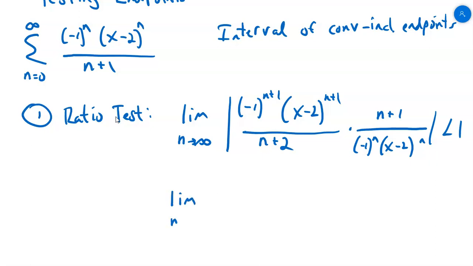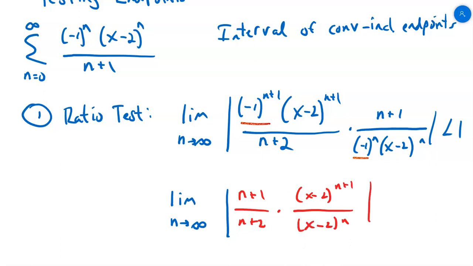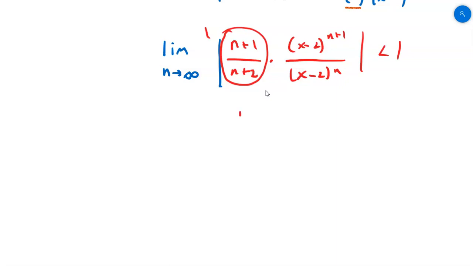All right, so what does this look like when I move things around? You realize that -1 doesn't really matter in the end. (-1)^(n+1) over here and (-1)^n over there just becomes a -1, and the absolute value of -1 is just 1, so I'm good with that. How about the n + 1, n + 2? I've got an n + 1 on the top, n + 2 on the bottom, and then the other terms are (x - 2)^(n+1) over (x - 2)^n. Well, this guy over here, just like the last few times we did this, that limit just goes to 1. It's the same value top and bottom. And what I'm left with is the absolute value of x - 2 is less than 1.